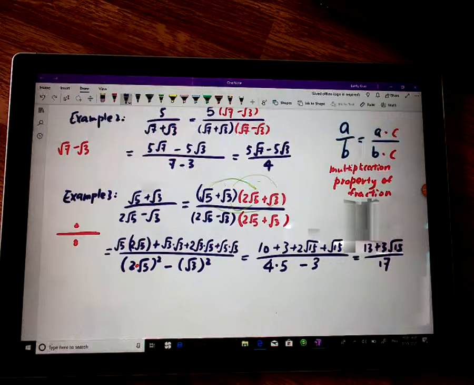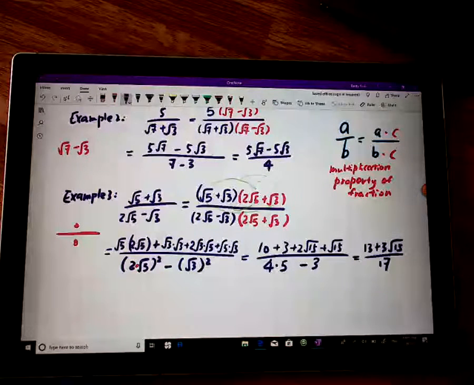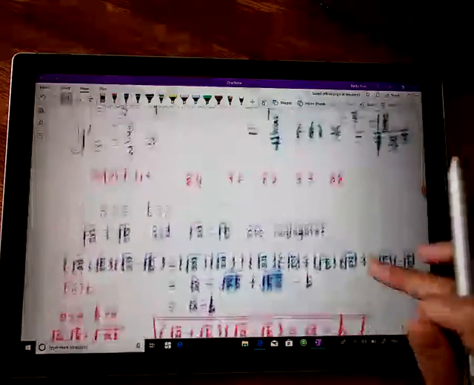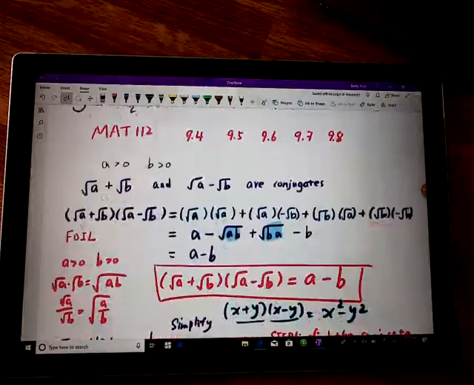So that is the division of radicals. We didn't finish last time. This is section 9.4.